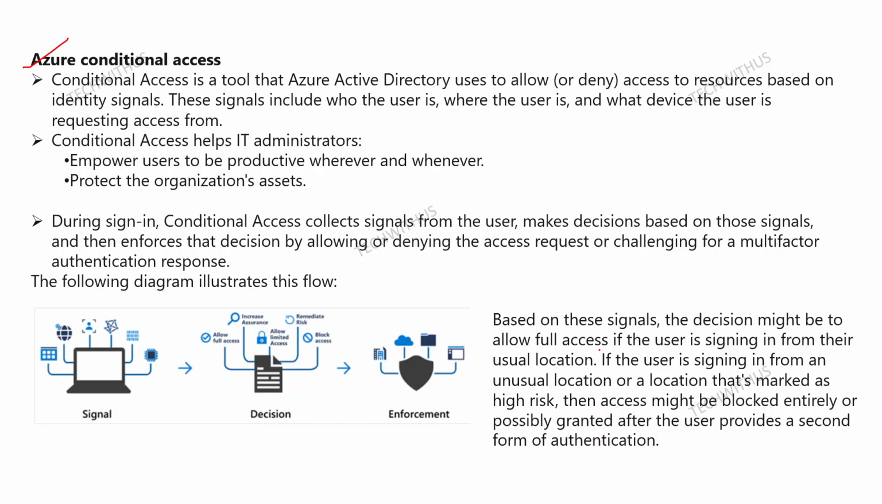Let me give one example. If you are working from one location, let's say your hometown, it will automatically take that location as a trusted location. If there is any sign in happening from an unusual location, then you can specify in Azure conditional access that if any person is trying to access from another location, block that sign in. Or you can ask for one more way of authentication, like sending an OTP to my mobile number. You can specify that in your Azure conditional access, which is a tool provided by Azure Active Directory.